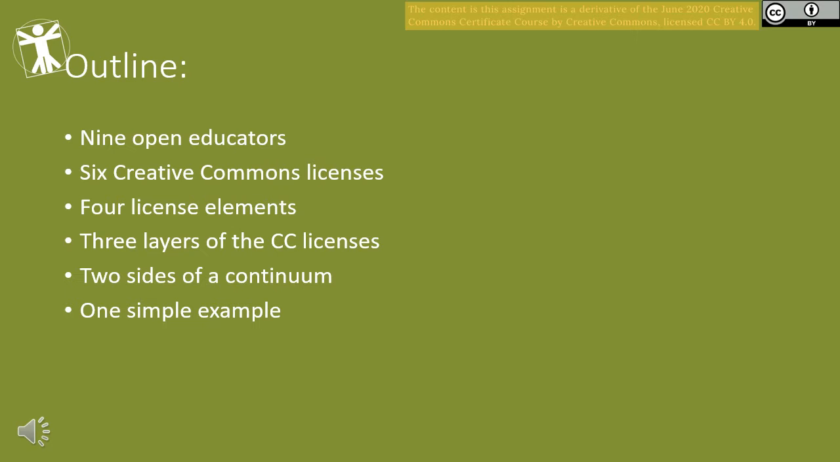In this presentation, we will look at 9 examples of open educators and the Creative Commons licenses they have chosen to attach to their work. We will unpack how these licenses have 4 key elements, and then we will look at Creative Commons licenses themselves, and introduce you to the 3 layers. These licenses can be placed on a continuum of openness, from completely open to slightly open, and then we will conclude with one simple example.